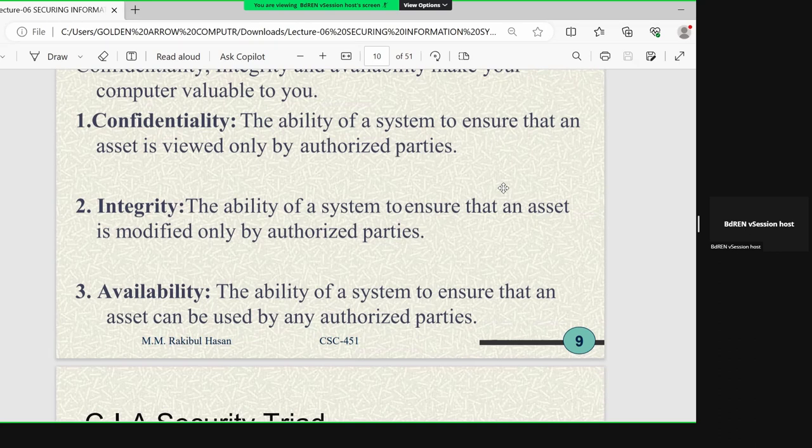So these are the three things: confidentiality, integrity, and availability. Let me summarize. Confidentiality means only the authorized parties can view. Integrity means only the authorized parties can modify. And availability means only the authorized parties can get access or use the system. So these three concepts are clear to you? Yes, sir. That means if you want to claim my information system is secure enough, then you have to preserve these three parameters.